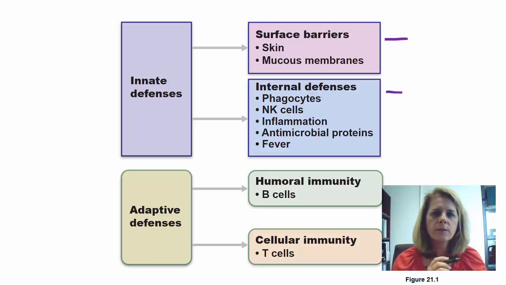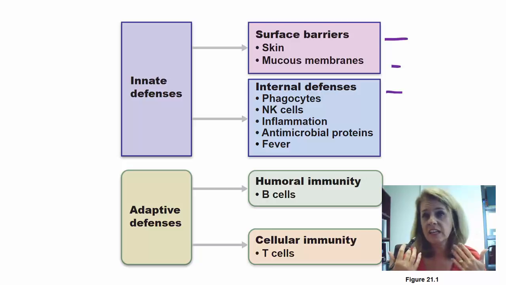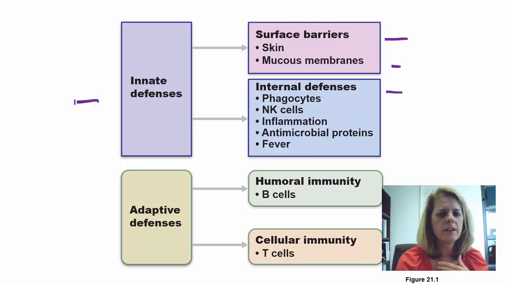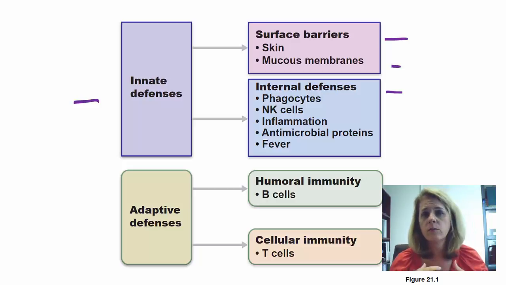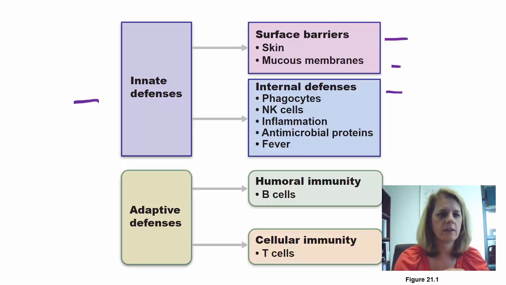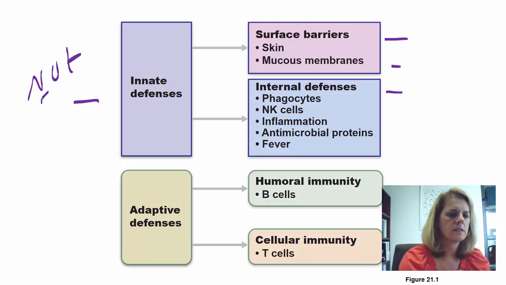So you have your surface barriers, also your mucous membranes, like inside your nose, inside your mouth. Those are sticky, and that can help catch things that need to be gotten rid of. So these are innate. They'll catch anything. The skin will block anything. It's not specific, okay, so it's not specific.